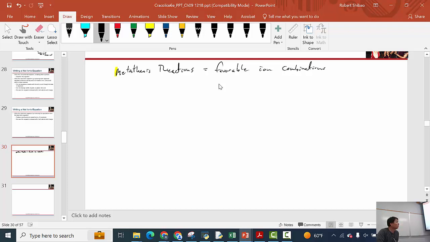Does it have to do with salts, or are salts just a mix-up? You could have salts in different kinds of reactions. It doesn't have to be metathesis. But metathesis reactions require salt usually, or compounds. They're favorable ion combinations. That's what metathesis reactions are.